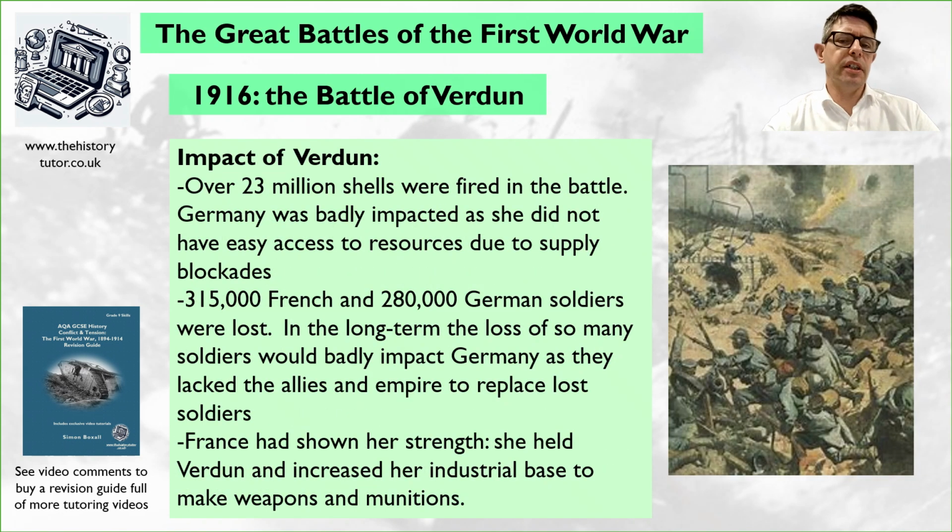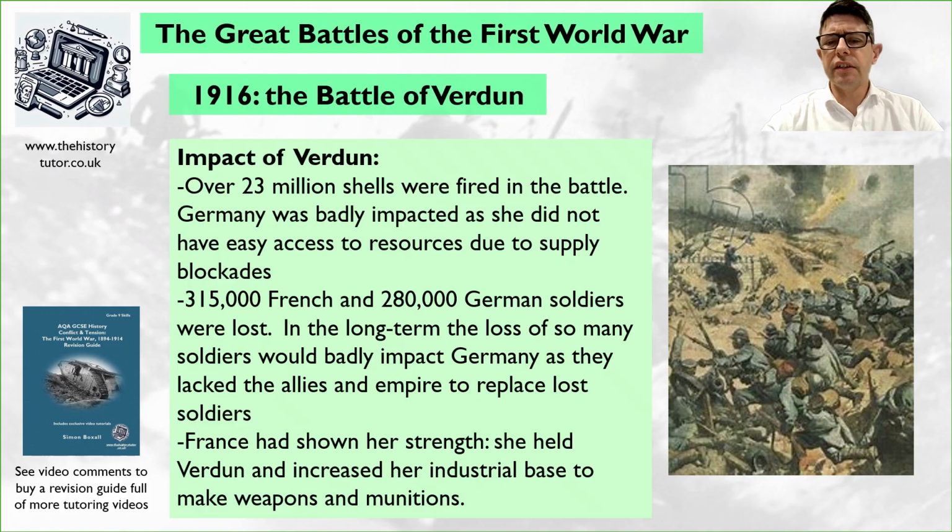So what was the impact of Verdun? Well, over 23 million shells were fired in the battle, and this badly impacted Germany more than France. They struggled with resources and supplies because they suffered from things like the British naval blockade. So making more weapons was going to be more of a problem for Germany.